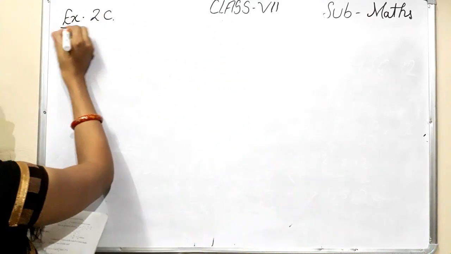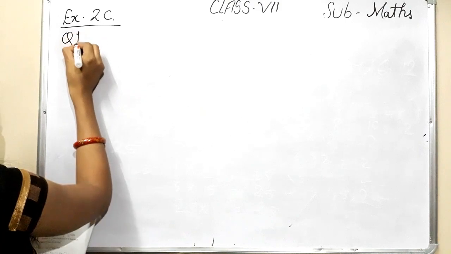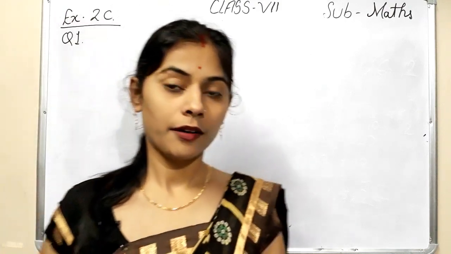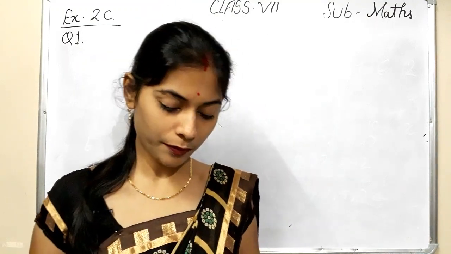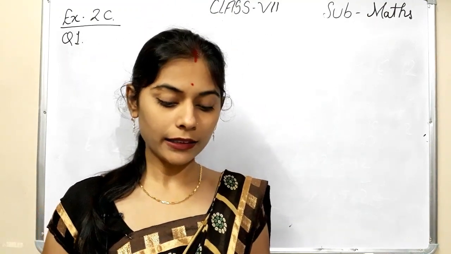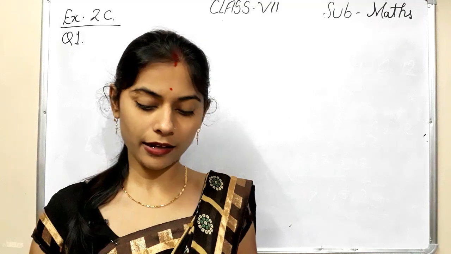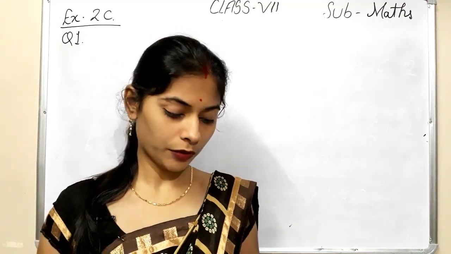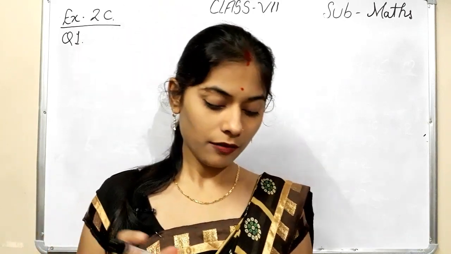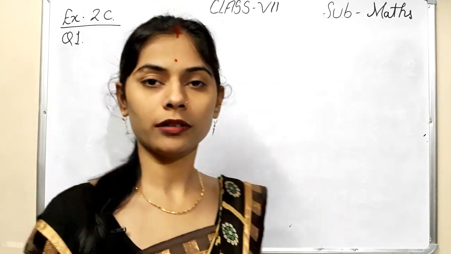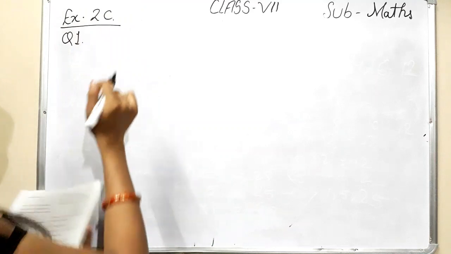See, exercise 2C, question number 1. Your question is: a 440 meter long rod is being repaired. At the end of the 3 days, the workers had repaired 3/4 of the rod. What length of the rod is left unrepaired? What is the length of the rod? That is 440 meters.